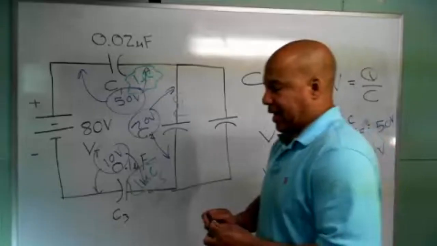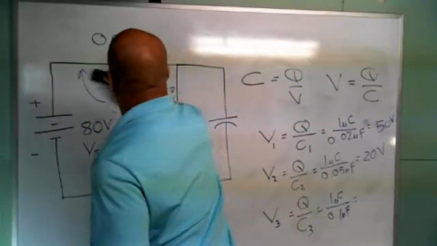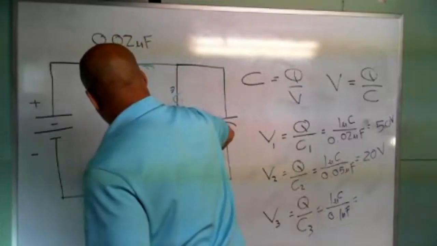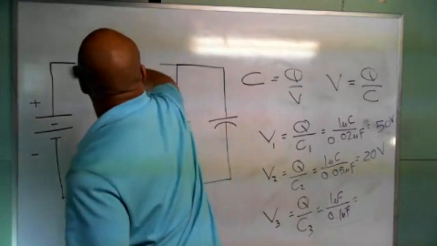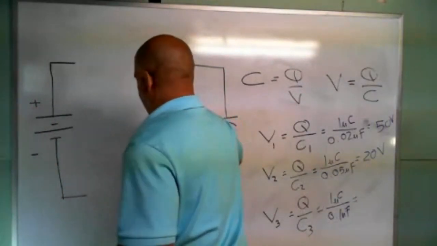Now let's say I gave you this. Get rid of this stuff. What if I gave you a problem like this? Now you don't need to know the values. I just want to know how you would solve this. What would you do if I gave you this?